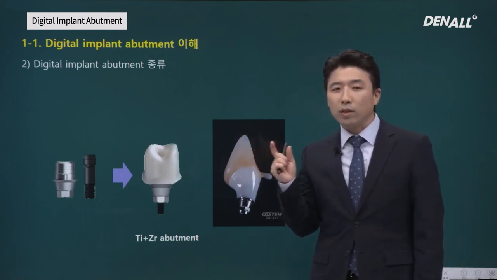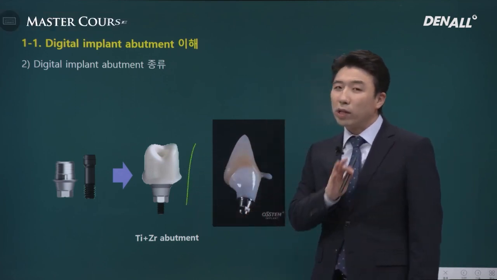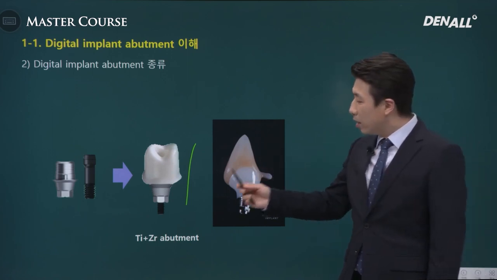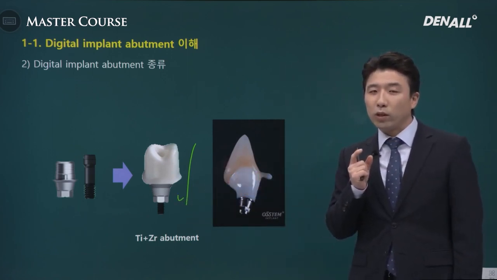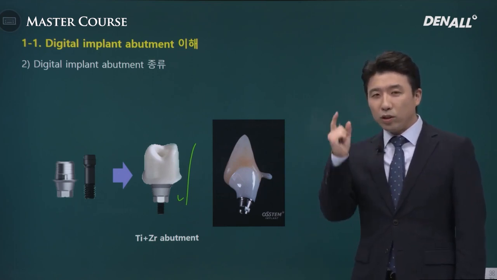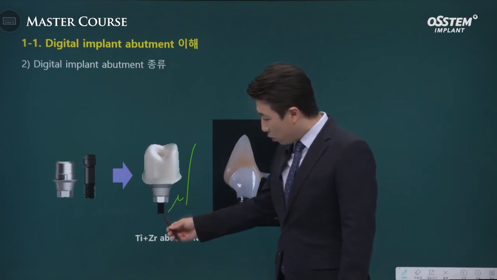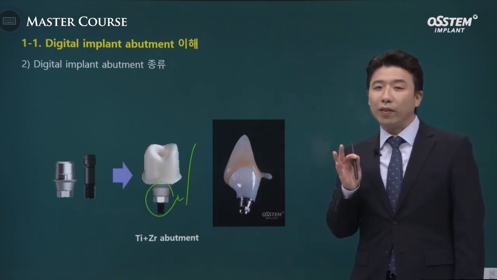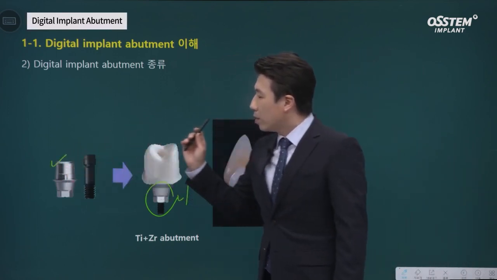Also, we can use zirconia abutment. What is important is that the entire thing should not be zirconia. In the past, there was such an abutment, but there were reported fractures in the neck area. As a result, we no longer use full zirconia abutments. In the connection area where implant prosthesis is connected, this has a titanium structure. This is called a link abutment.